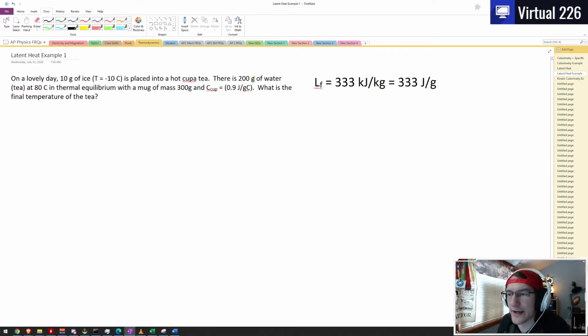There's 200 grams of water, the tea, and it's at 80 degrees Celsius, and it's at thermal equilibrium with the mug that it's sitting in. So that means that the mug is at 80 degrees Celsius as well. It's a very hot mug to touch. But the mass of the mug is 300 grams, and we happen to know the specific heat of the cup is 0.9 joules per gram Celsius. That's a pretty standard specific heat for something like a ceramic or clay.